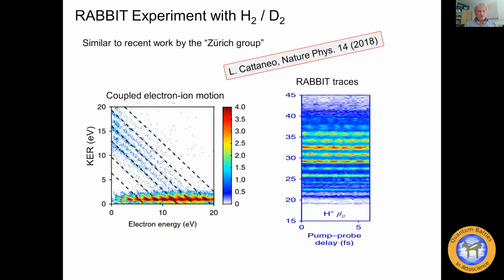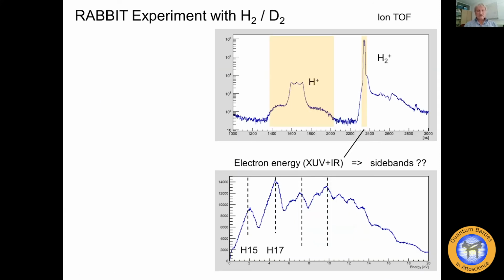A little bit more complicated, and I want to show you an experiment which is actually very similar to a recent experiment by the Zurich group, by Laura Cattaneo, published 2 years ago. They also measured RABBITT traces for H2. I will come back to this in a few minutes. So these are the data that we get for H2. We produce a lot of singly charged molecular ions and fragments, H+.